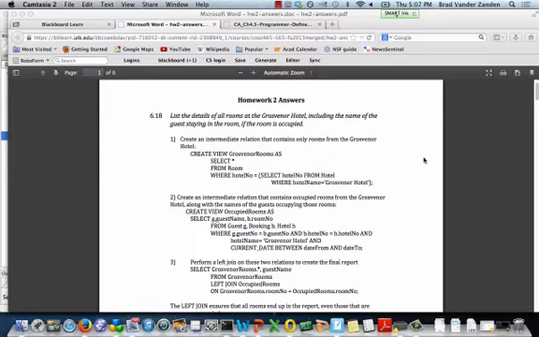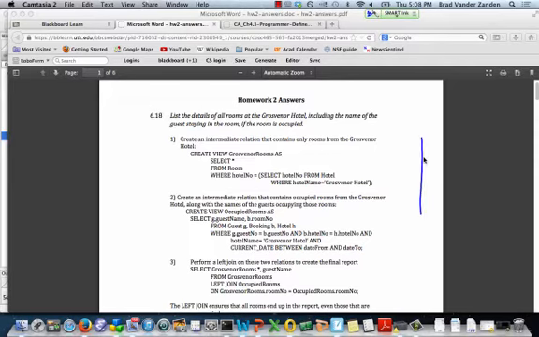So the first one that gave some of you problems was figuring out how to list the details of all rooms at the Grosvenor Hotel, including the name of the guest staying in the room if the room is occupied. The thing you needed to realize here is that you're probably going to have to do a left join. The reason is that it said including the name of the guest staying in the room if the room is occupied.